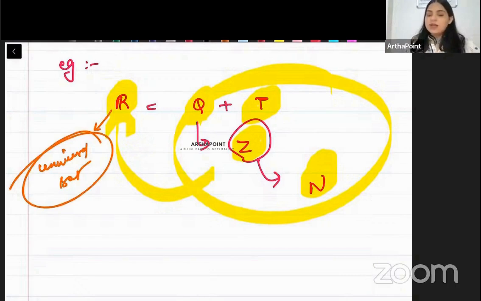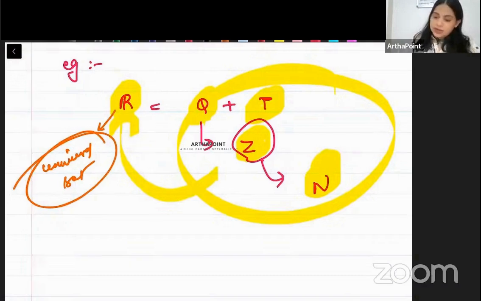Clear? So beta, this completes a big chunk of the topic of set theory. Now I want to do one more topic with you today, so that a good part of set theory is finished. And this is known as Venn diagram. So let's start with that.